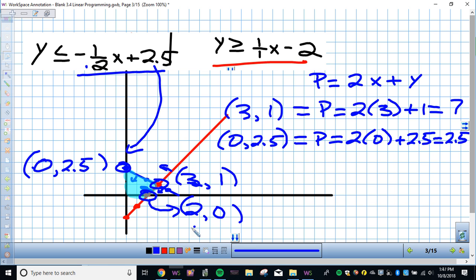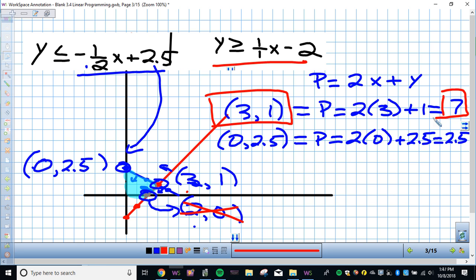So do I need to plug this in, 2, 0? Because I already have a bigger x value, right? 3 is bigger than 2, and 1 is bigger than 0. So if I'm trying to maximize, I don't need to plug in that point, because both x and y are bigger on this point, right? So this function is maximized at 3, 1 as the ordered pair. What value is it maximized? It's maximized at 7. So the function is maximized at the ordered pair 3, 1 at a value of 7.